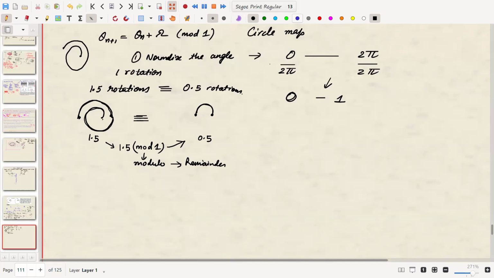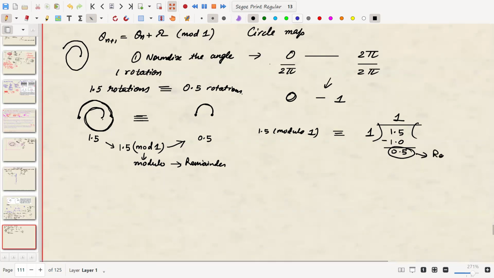What is the remainder? If you divide it, the residual is the remainder. So 1.5 modulo 1 means that you are dividing 1.5 by 1. So 1 times what you will do? 1. You have 1 here. Then you subtract it, so it is 0.5. This is the residual and this is the remainder. Therefore, 1.5 is equivalent to 0.5 rotations.